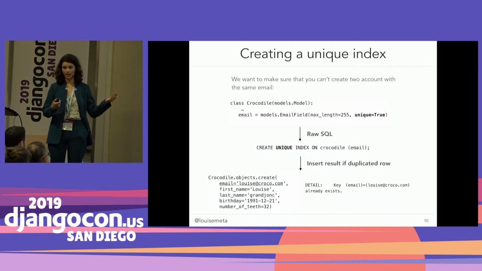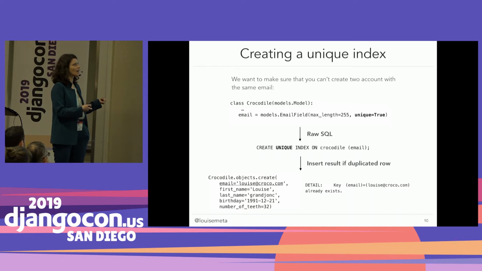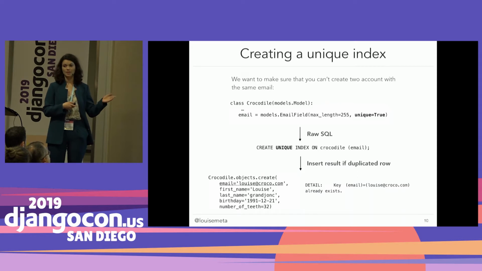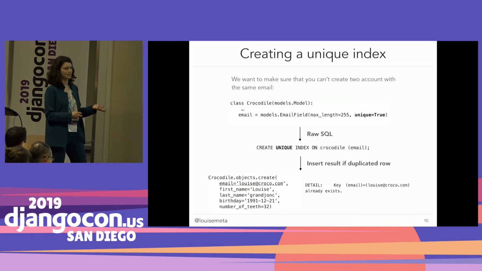You can also create unique indexes. Again in the field, here I have emails, and I want my emails to be unique, which makes sense. So you can just put unique=True here. In raw SQL, it transforms into CREATE UNIQUE INDEX, and again you could give a name here. So what will happen is when you try to insert a row with the value louise@croco.com twice, that's not my real email address, it will fail with a key already exists error.